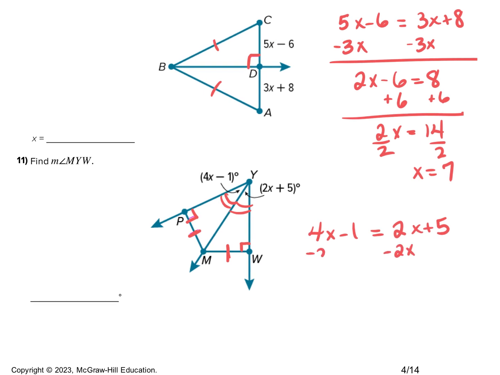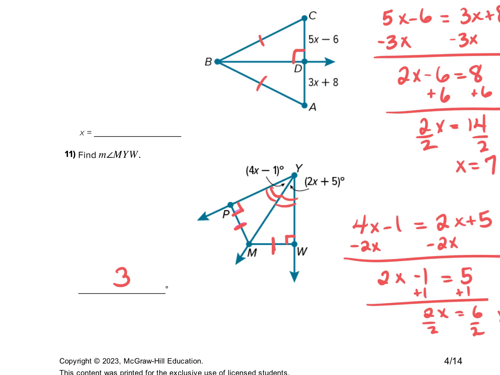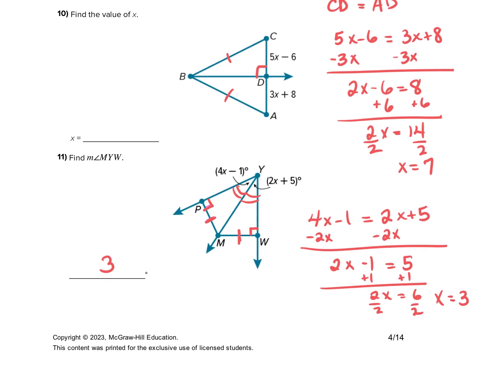So again, do the algebra here real quick. Subtract 2x. 2x minus 1 equals 5. Add 1 to both sides. I get 2x equals 6. And when I divide by 2, x equals 3. But I didn't read the question because it wants the measure of angle MYW.